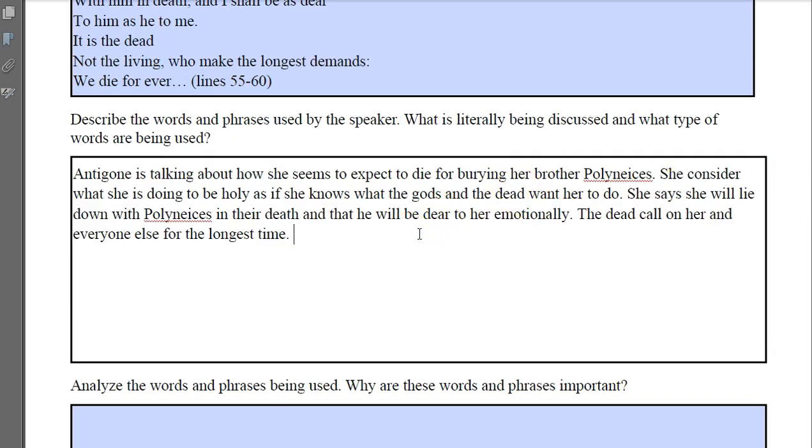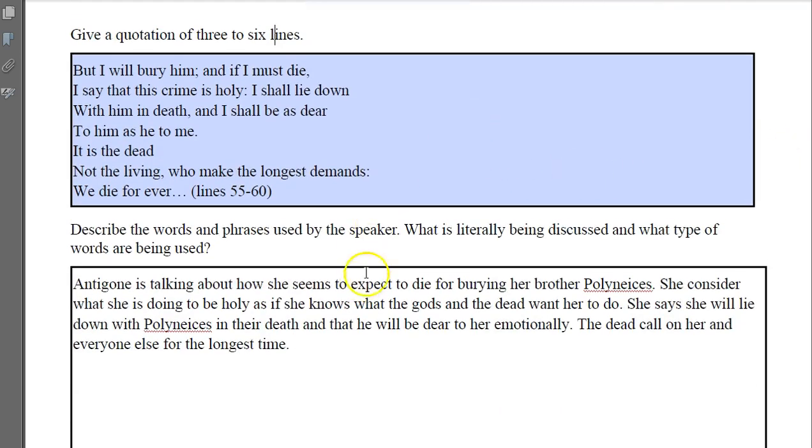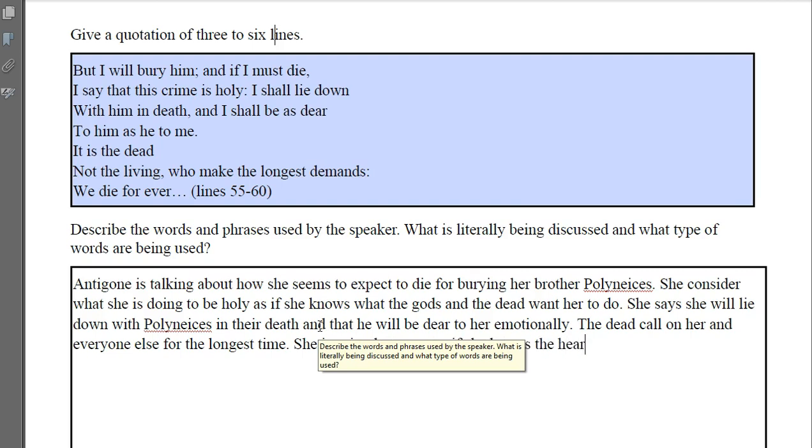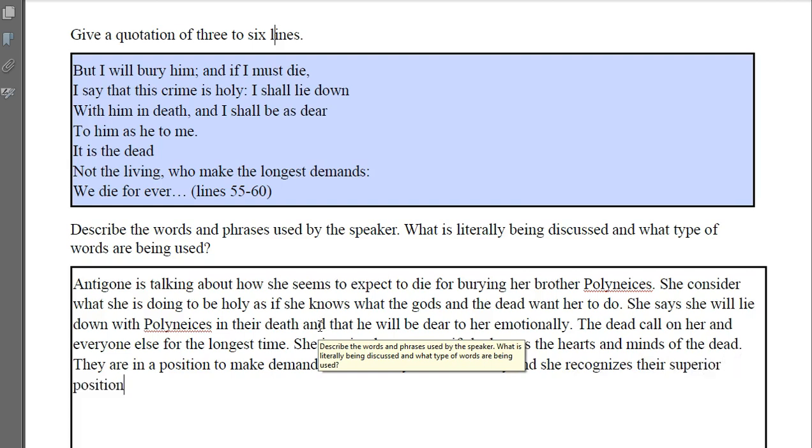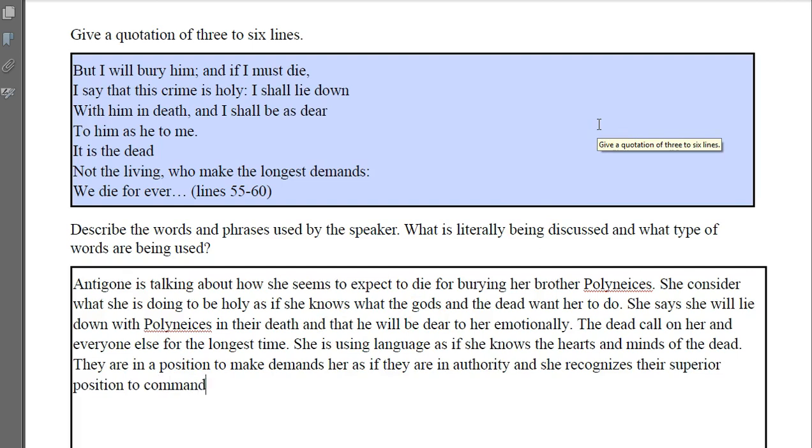But what kind of words is she using? She is using language as if she knows the hearts and minds of the dead. They are in a position to make demands on her as if they are in authority, and she recognizes their superior position to command her. And again, I'm just going off of the type of words that are coming up here.